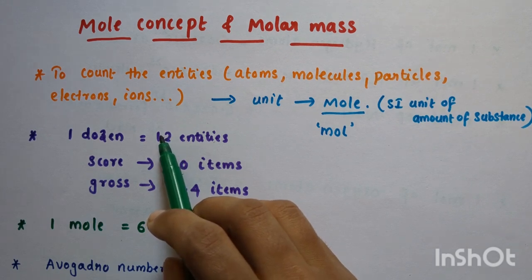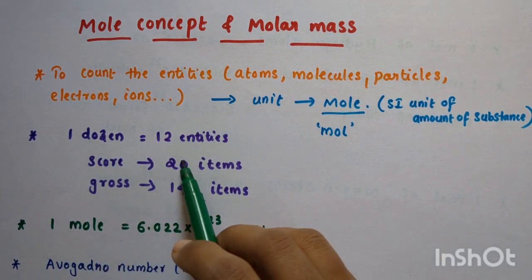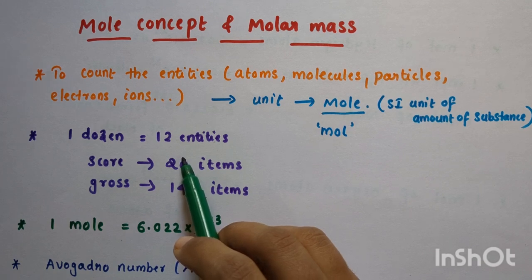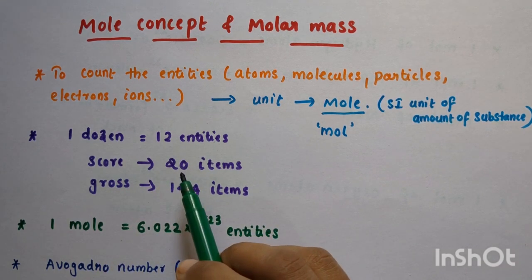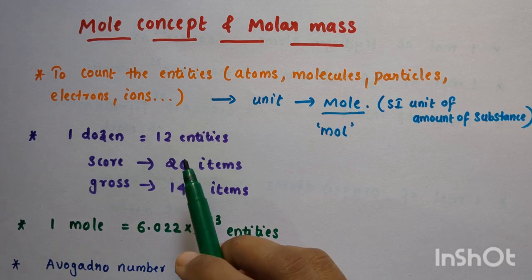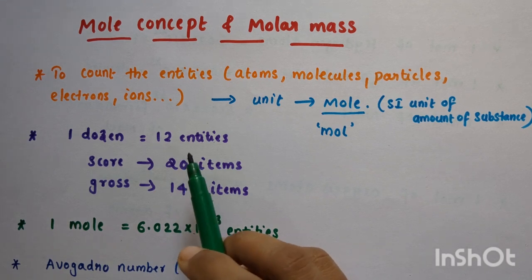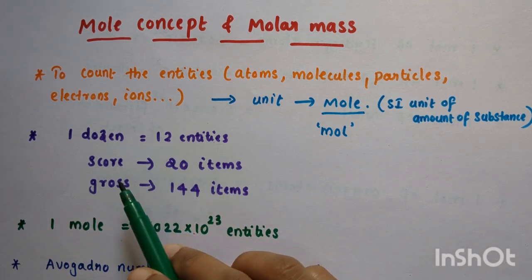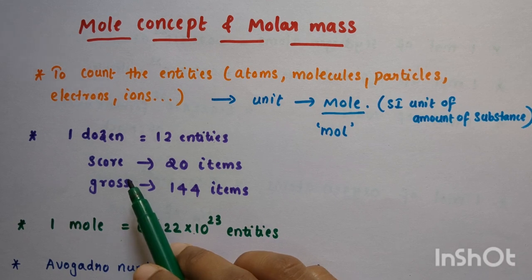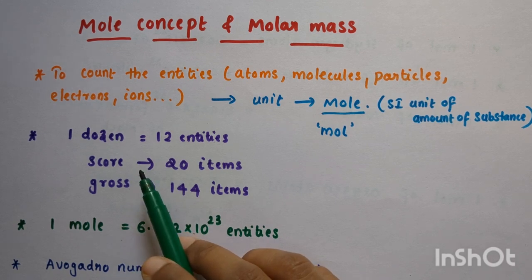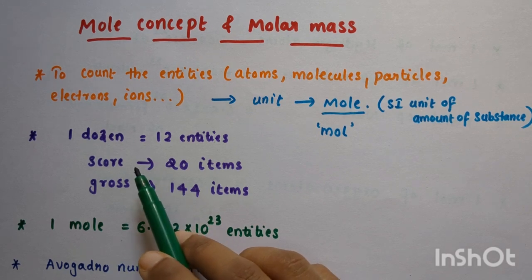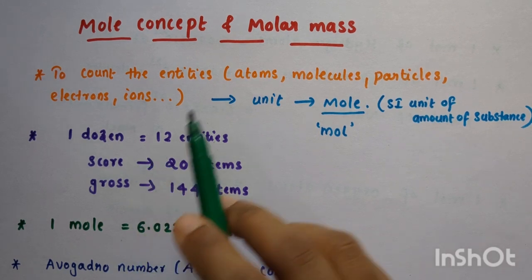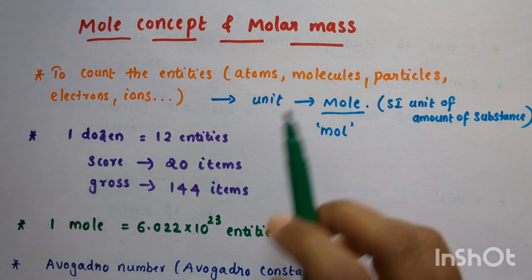Similarly, we use score for 20 items and gross for 144 items. So, to count entities like bangles, mangoes, cups, etc., we use dozen, score, gross, etc. Similarly, to count the number of molecules, atoms, particles, electrons, or ions, we use mole.